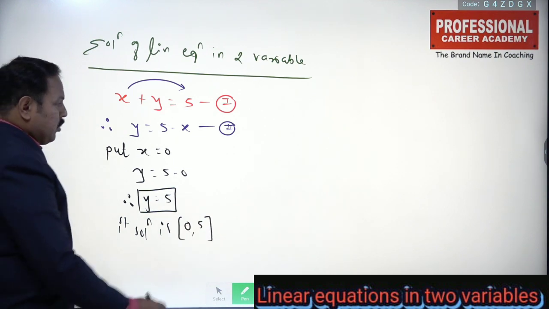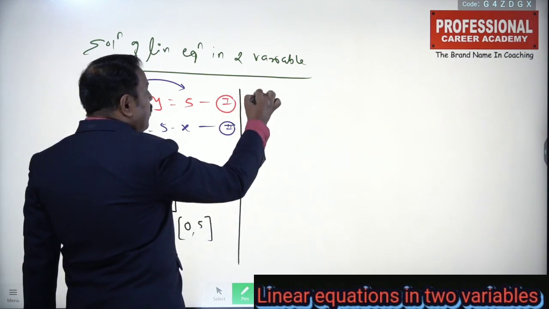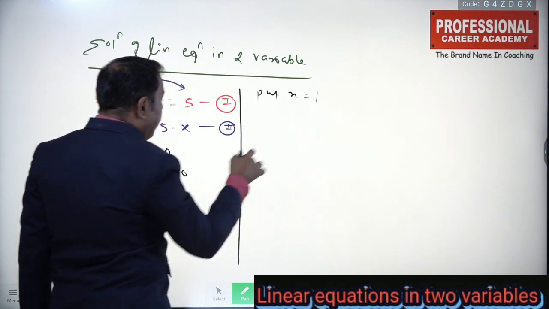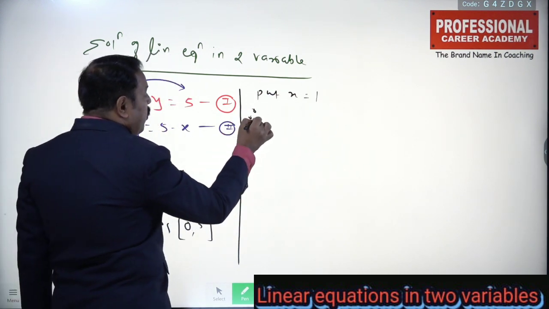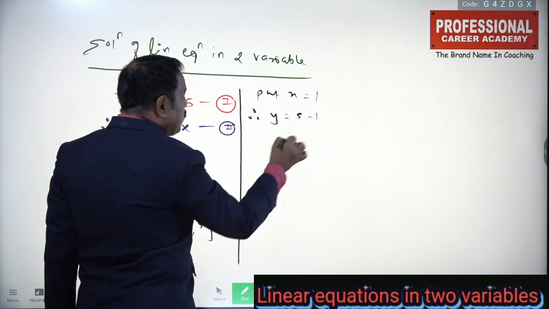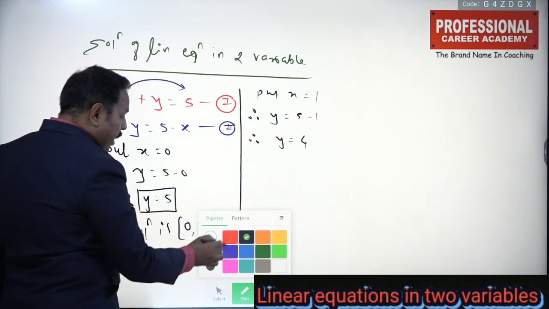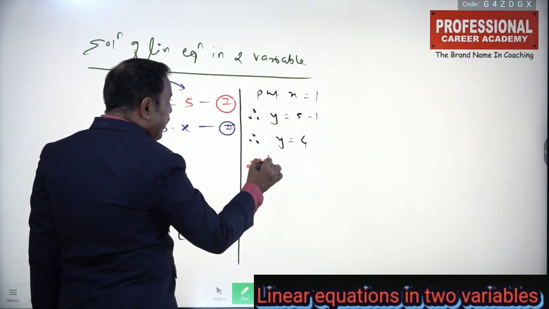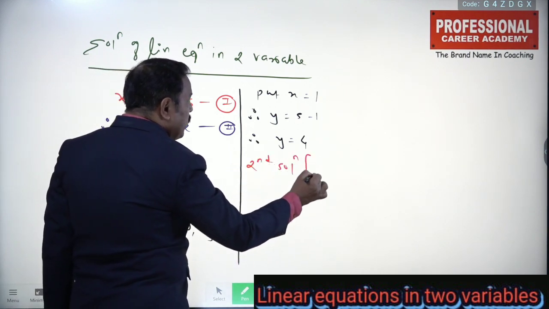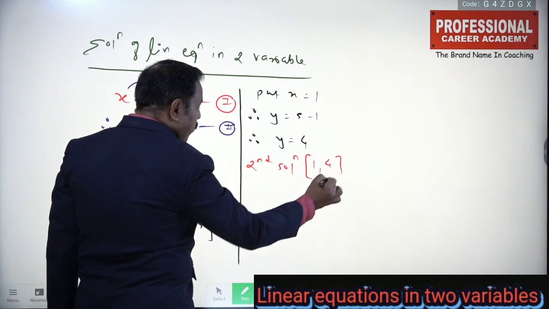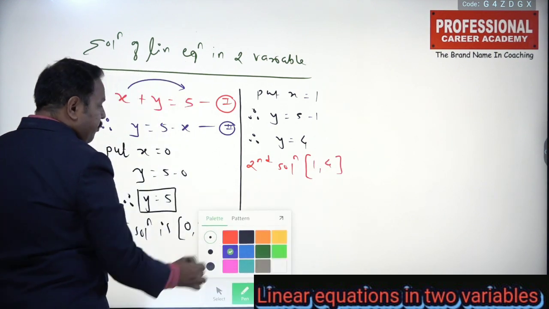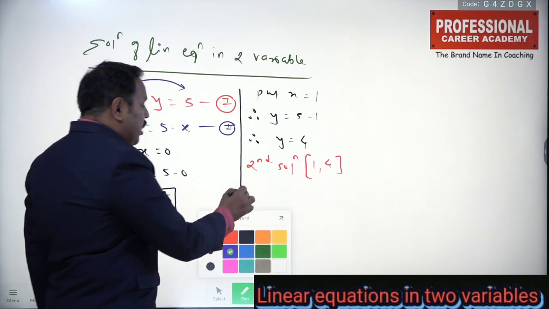Clear? We got the first solution. Now see here next, put x equal to 1 in equation 2. Therefore, y is equal to 5 minus 1. So therefore, y equal to 4. Okay, y equal to 4 means what is the second solution? Second solution is 1, comma 4. Right? See, this is the second solution.